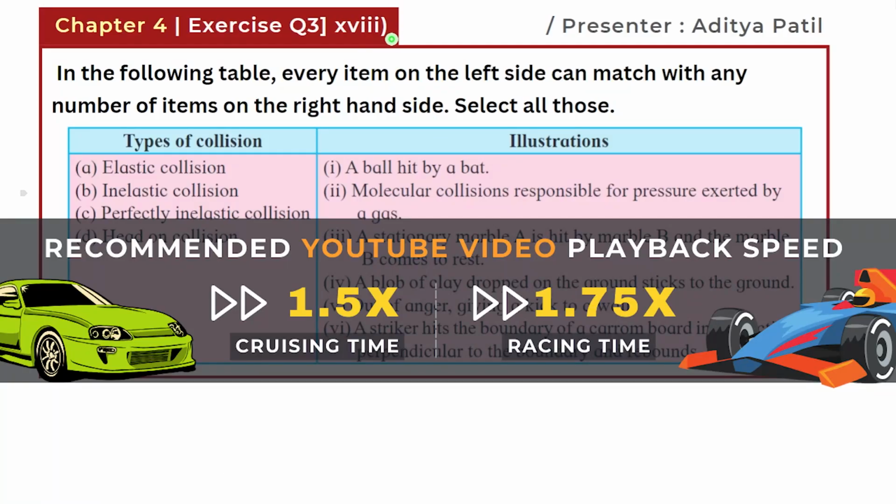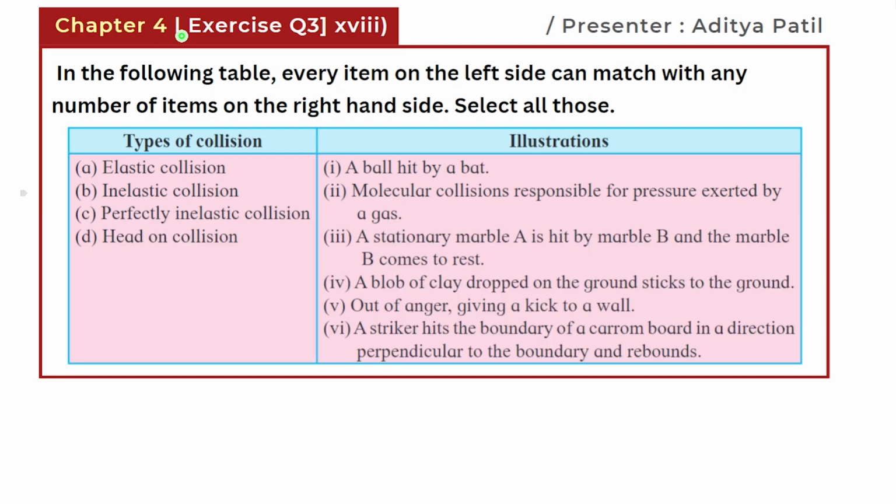Hi, in this video, we are solving the last numerical, that is the 18th numerical from the exercise for the chapter Laws of Motion, which is the fourth chapter of 11th standard physics. And after solving so many numericals, I think this is like a sweet finale where we have a very small match the following type of sums, where all we have to do is where we have been given different types of collisions and we have to match the examples or illustration that fits the definition of these collisions.